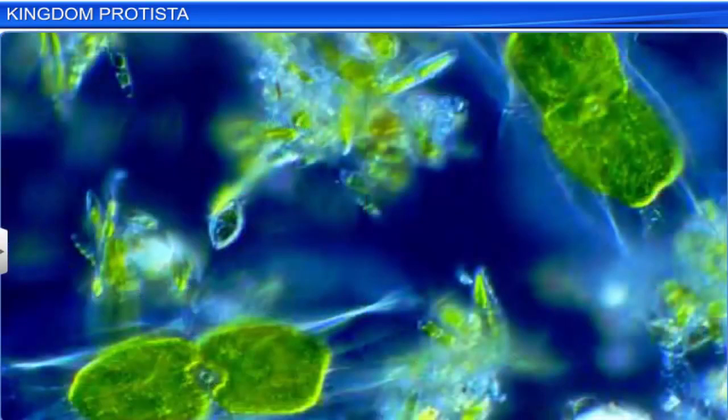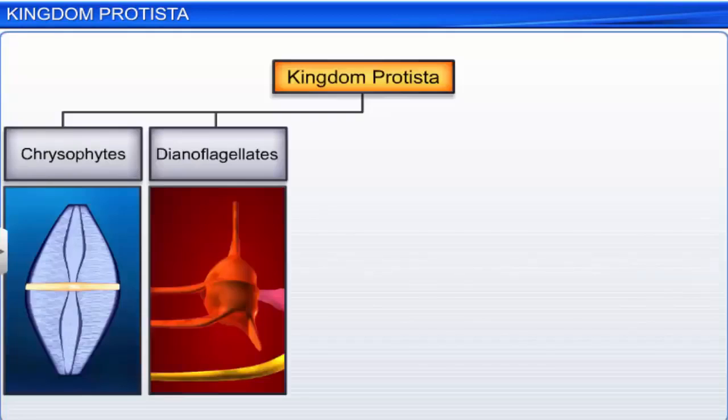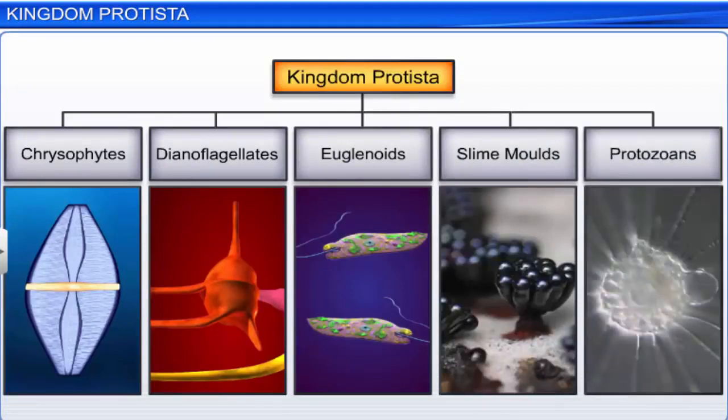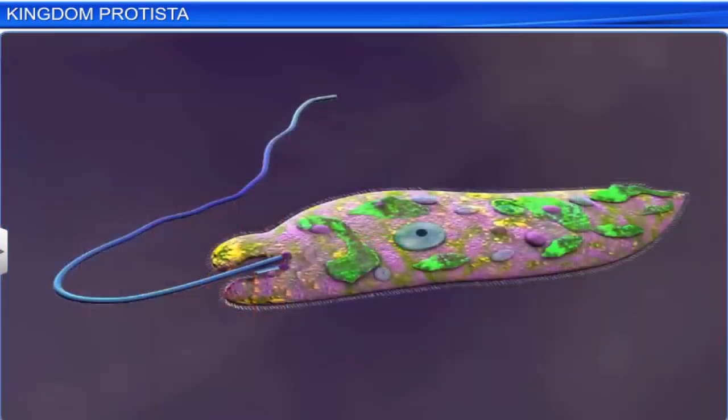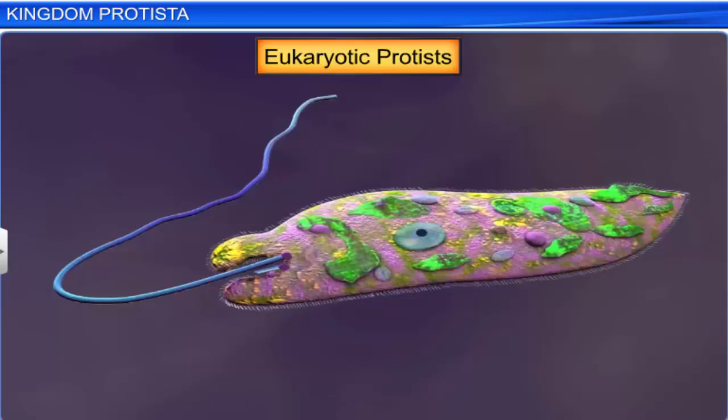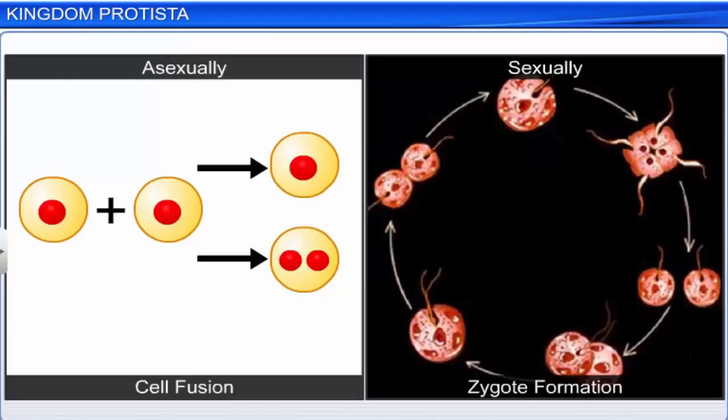Members of the kingdom Protista are primarily aquatic. Chrysophytes, dinoflagellates, euglenoids, slime molds, and protozoans are a few categories of protists. Since they are all eukaryotes, they contain a well-defined nucleus and other membranous organelles. Some protists also have either a flagellum or a coelom. They reproduce both asexually through cell fusion and sexually via zygote formation.